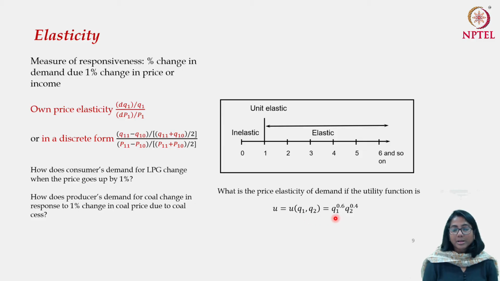Where Q1 is your energy consumption to the power 0.6 and Q2 is your consumption for pizza to the power 0.4, and you solved for the equilibrium, and you also drew the demand curve for Q1 and Q2. So here the task is that you have to derive the own price elasticity of demand for both the commodities Q1 and Q2. And the hint is that you can start from the equation of the demand curve.